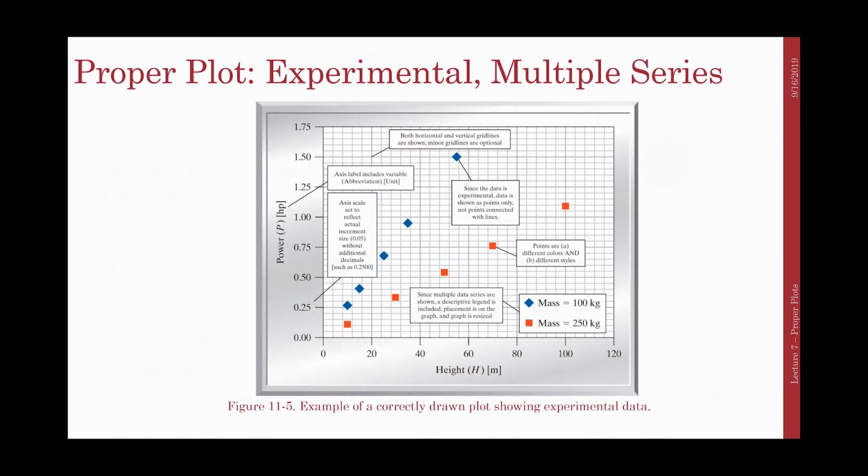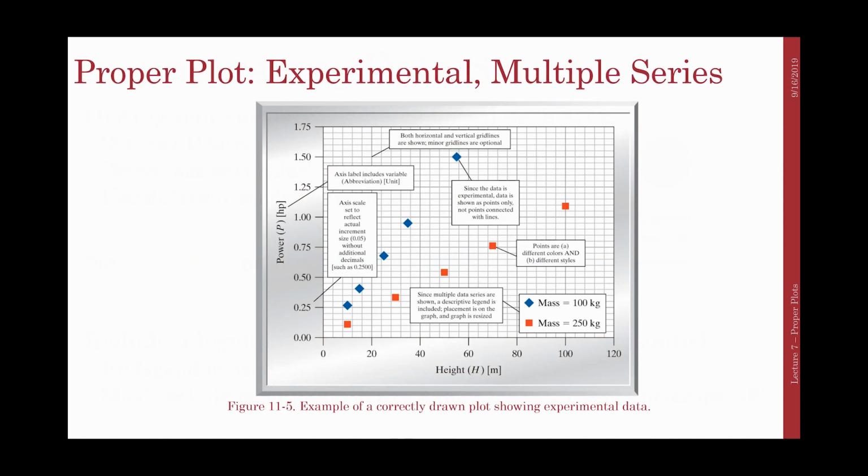So here's an example of a proper plot that is using experimental data. Both the horizontal and vertical grid lines are shown. You have axis labels that include the variable, its unit, and its symbol or abbreviation. Since it's experimental data, we have it shown as points, not connected with lines. We have a scale set to reflect an increment, and we're also not putting additional unneeded decimals on there. The points are different colors and different symbols.